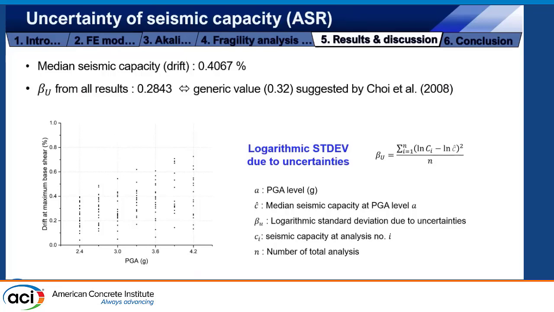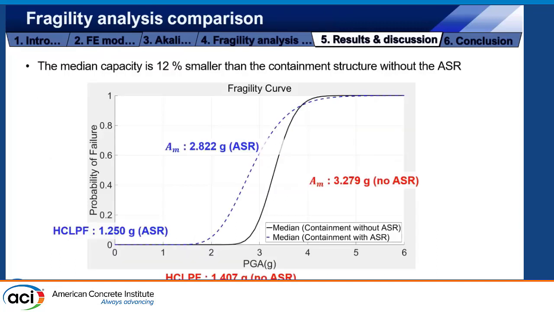Thereafter, the median seismic capacity is estimated by the same damage index which I was talking about before, and the drift level is about 0.4067%, so it is decreased about 10%, and beta C from all results is about 0.2843. So by using these beta values, we develop the fragility curves and try to compare them. So the median capacity for the containment structure when the Alkali-Silica reaction is considered is decreased about 20% compared to when the Alkali-Silica reaction is not considered.